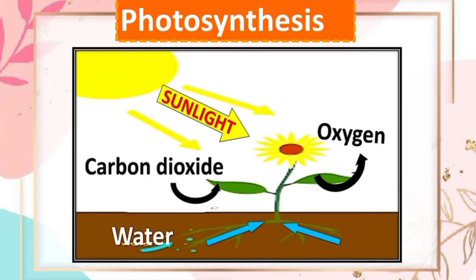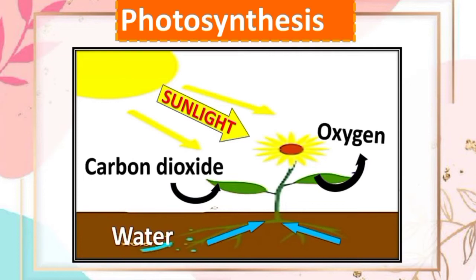Green plants make their own food with the help of chlorophyll present in their leaves, and they use light, water and carbon dioxide present in the air as raw materials to make their food. These raw materials are used through the process which is called photosynthesis.